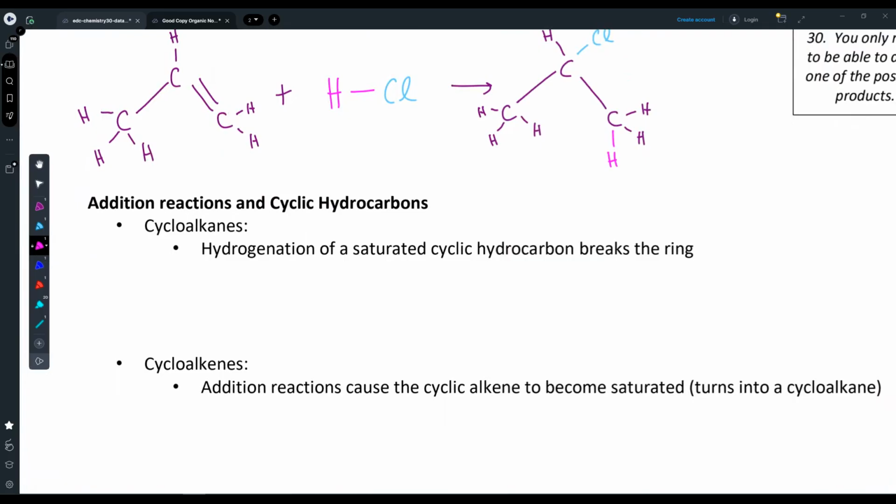All right, so addition reactions and cyclic hydrocarbons. With cycloalkanes, if you add hydrogen to a cycloalkane, that process is called hydrogenation. When you add hydrogen to a compound, it's going to take your saturated cyclic hydrocarbon and break the ring. So you're going to go from a ring to a carbon chain.